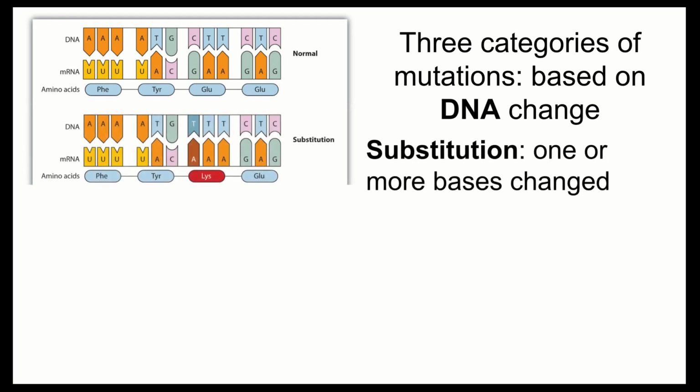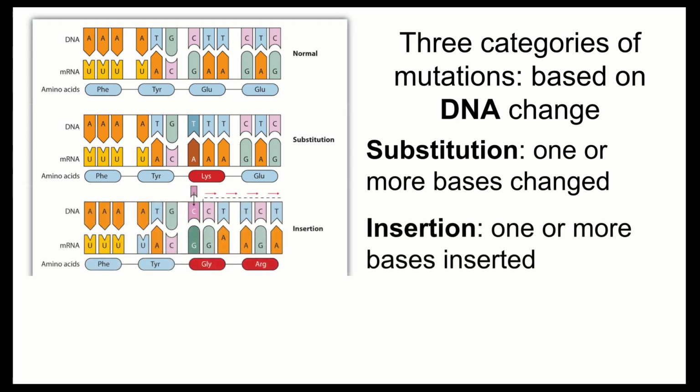So notice what's different in the DNA from the original strand, which is at the very top. In a substitution, one or more bases is changed or swapped out. So notice that in the third codon, the first C has been changed to a T. We've substituted a T for that C.